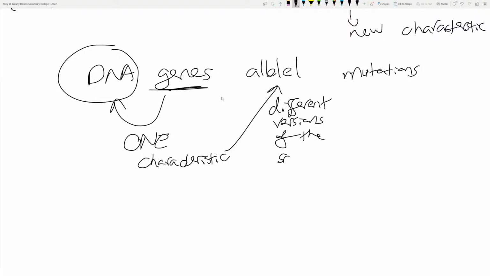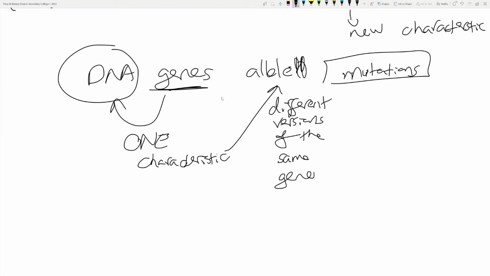Say, for example, hair color. I don't like using this example, and it's not very correct scientifically, but it's the one that people always understand. Hair color is a characteristic. We all have hair, and we all have a color for our hair, but there are different colors for our hair, and that's because of different alleles. Okay, so I spelled that wrong.